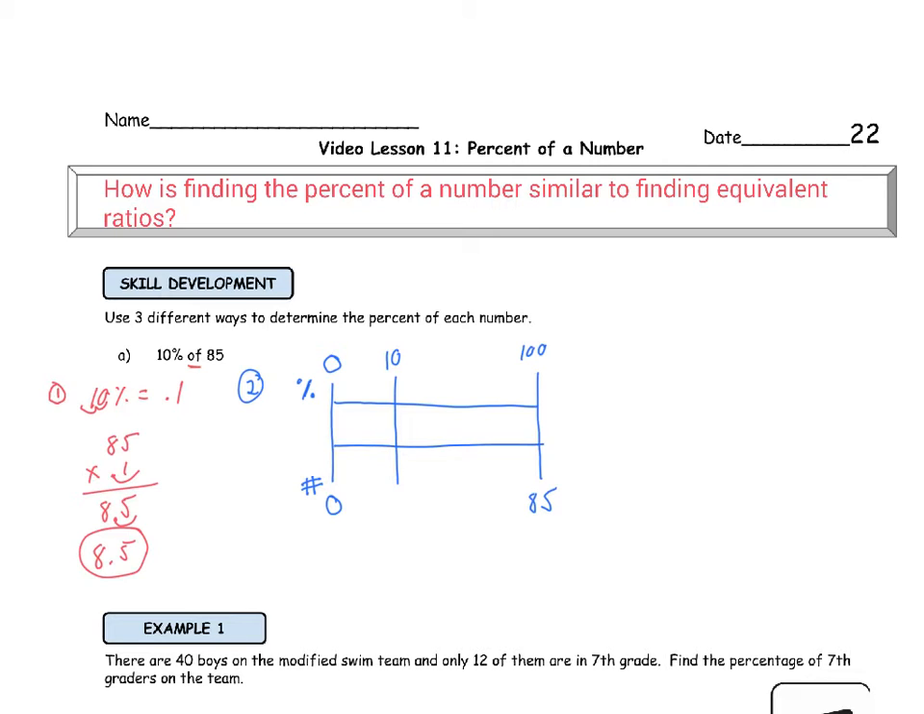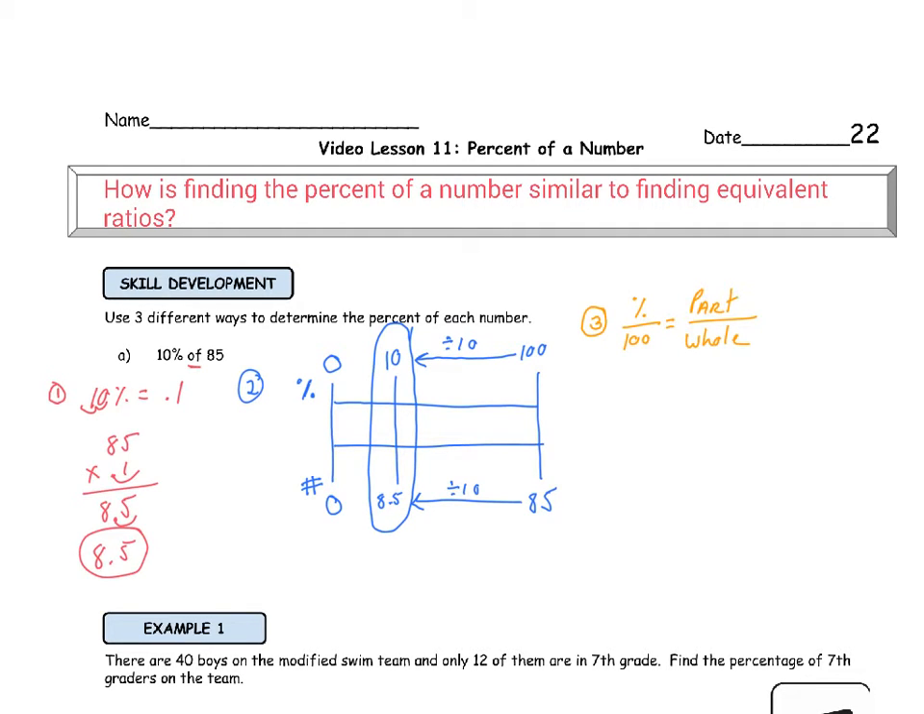Can anyone tell me how we can find that number? Well, we can use the idea of equivalent ratios. Divide by 10 to both the top and the bottom. Because 100 divided by 10 is 10. 85 divided by 10, again, is 8.5. So 10% of 85, there it is, 8.5.